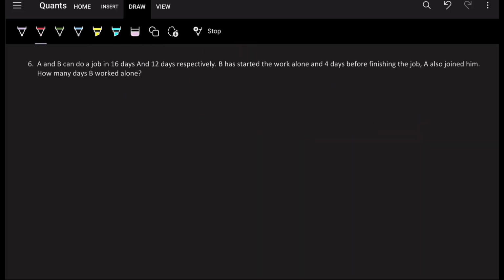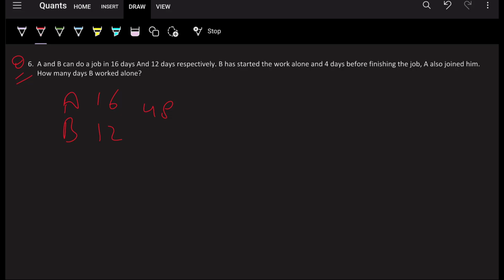Now we will do another question. So the question is that A and B can do a job in 16 days and 12 days respectively. So we will make the table. It is 16 and it is 12. So the LCM will be 48, because 12 into 4 is 16 into 3.